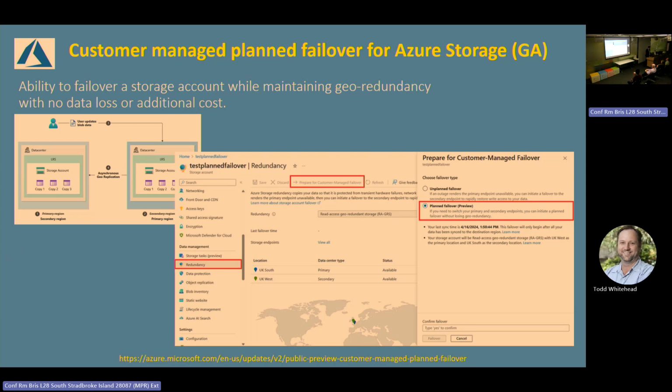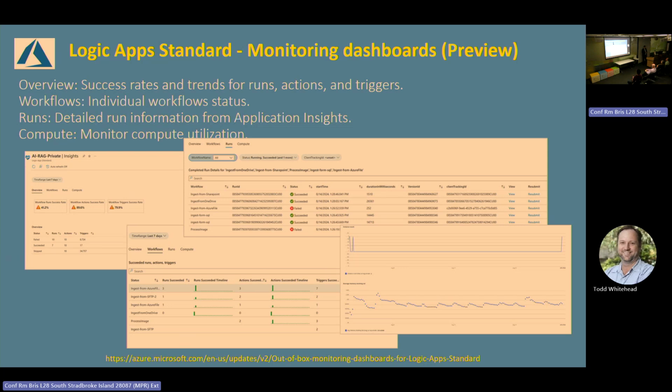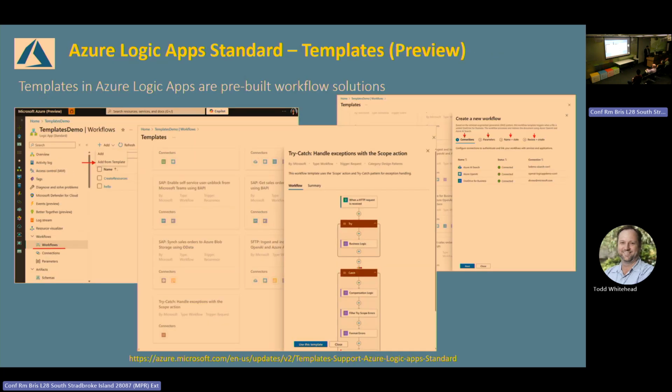So that's cool. Logic App Standard monitoring dashboards. Logic App Standard is the version that you're basically running on a VM, running multiple workflows in your Logic App. That's as opposed to the Consumption one. So now there's a bunch of dashboards you've got out of the box. It gives you better visibility, so it's now a differentiation for that Logic App stuff. It's pretty cool. And we've also got the templates for Logic Apps Standard, pre-built, so you're able to pick up these things and run with it. It's a little bit easier.